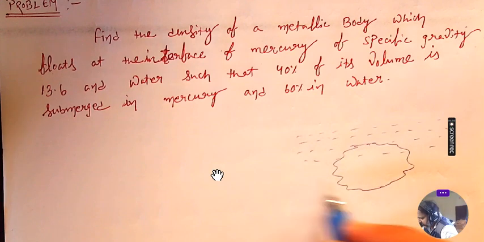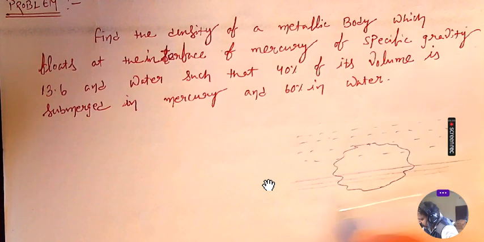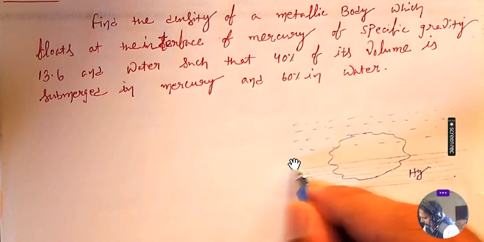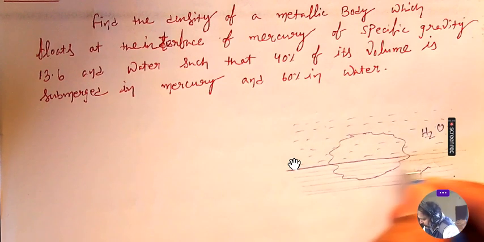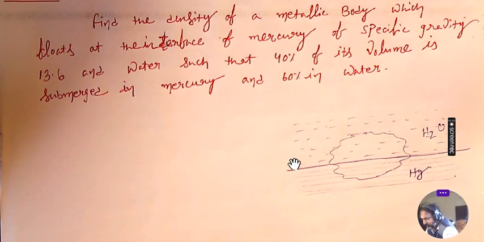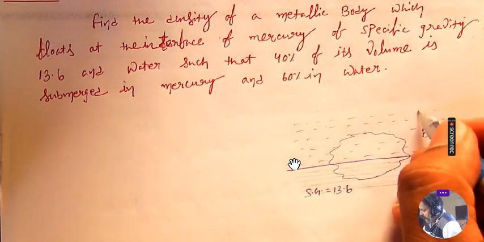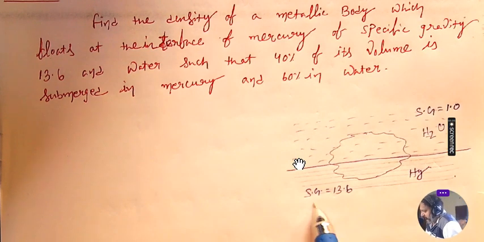Here, approximately, let us consider the bottom, which presently I am drawing, as mercury. So, this is mercury, and this is water, and at the interface between the mercury and the water, we have a metallic body which is floating. As we all know, and it's already given in the question, the specific gravity of mercury is 13.6, and the specific gravity of water is 1. Based on the specific gravity, we are going to find out the density.